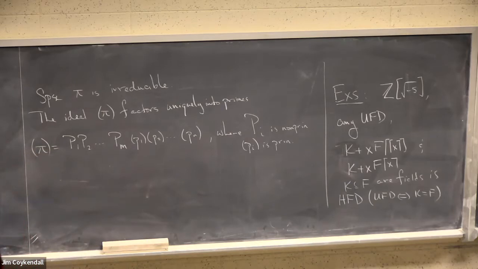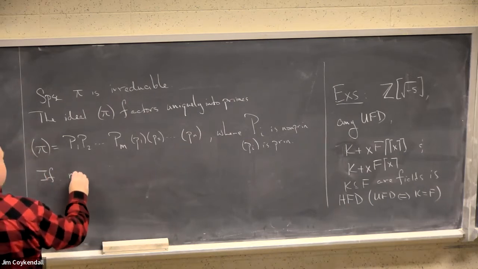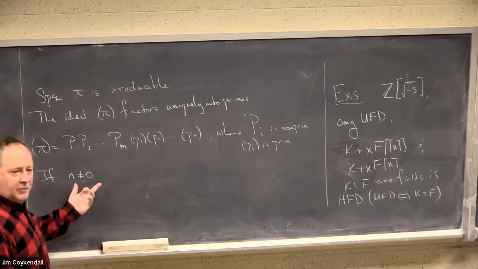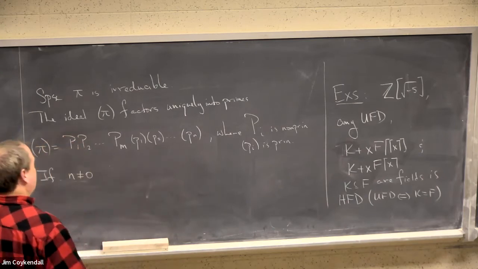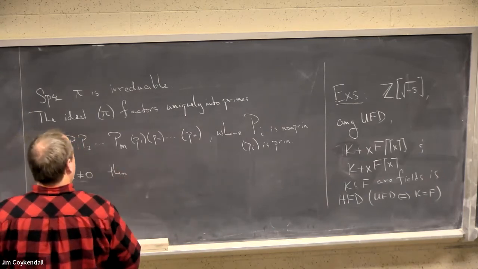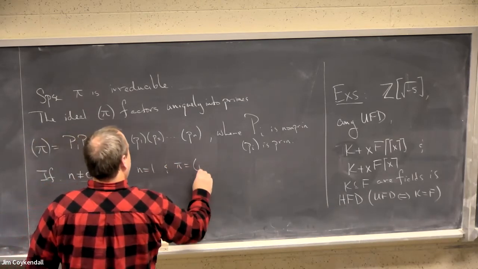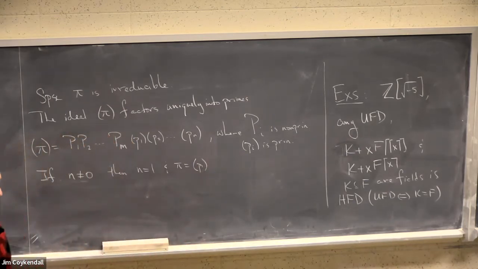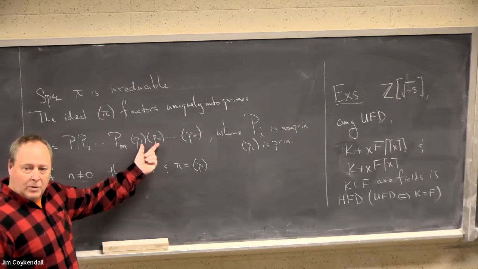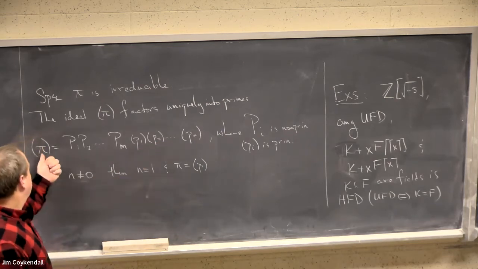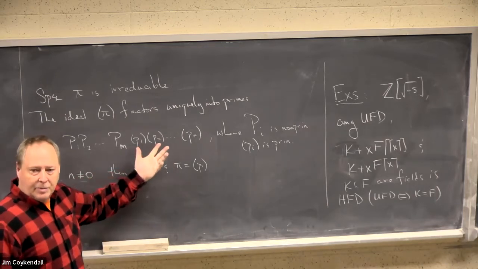Now, let me point out that if n, I'm going to sort of take n equals 0 to mean that there aren't any of these here, right? If n is not 0, then n equals 1 and pi is 1. Because, for example, you can't have pi equal like 2 primes, can you? Because then it wouldn't be irreducible. Because that would mean pi is a unit times p1, p2, right? Contradicting the irreducibility of pi, right?